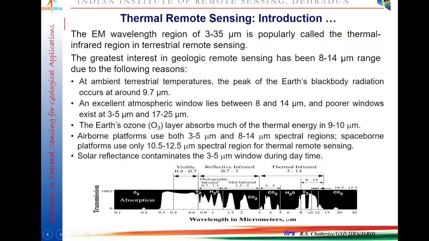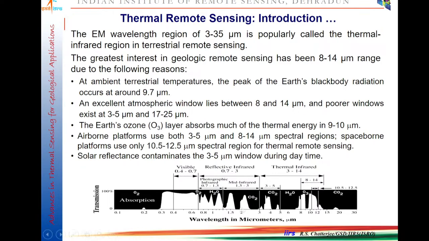And you know why? Because the Earth's ozone layer absorbs much of the thermal energy in the 9 to 10 micrometer range. So what you see here is that in the thermal region, there are 3 atmospheric windows, and the most important one is 8 to 14. Then 3 to 5 is another window, which is also quite good. But this 17 to 25 micrometer window is quite subdued. It has very small atmospheric transmittance, isn't it?